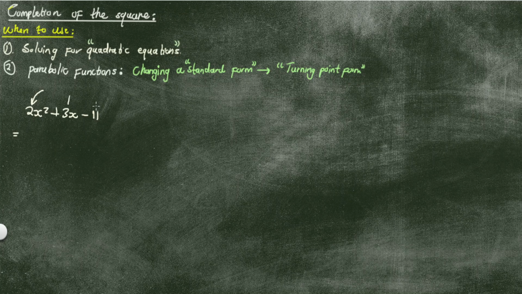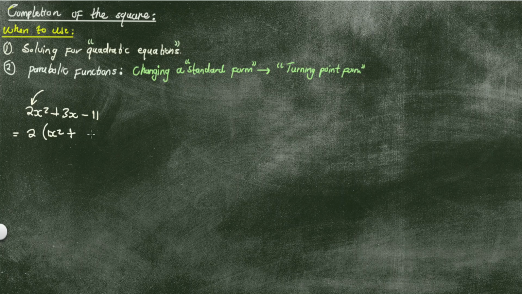2 is not a factor of 3 and 11, but the idea is that a must be kept constant. So I'm saying we're going to take out the 2 as a common factor. Let me show you. 2 out as a common factor, leaving x squared. Since 2 divided by 2 is just 1, now a is 1. The condition has been met. Let's deal with the rest of the terms.